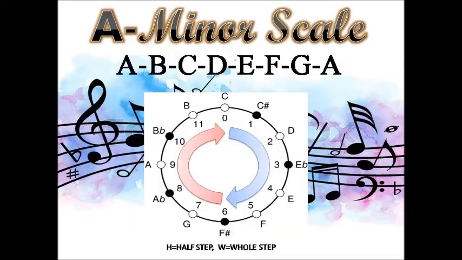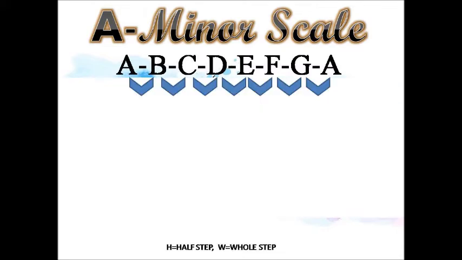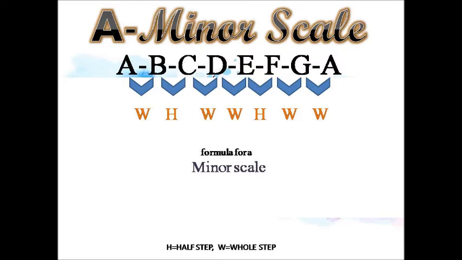Next, we have to consider the wheel of notes to determine the steps between the notes. We have found that between A and B there is a whole step. Between B and C there is a half step. Between C and D there is a whole step. Between D and E there is a whole step. Between E and F there is a half step. Between F and G there is a whole step. Between G and A there is a whole step. Thus forms the formula for a minor scale.